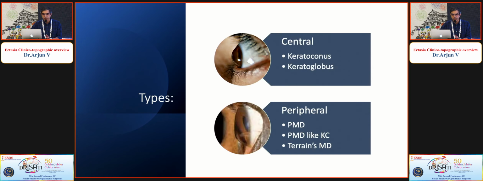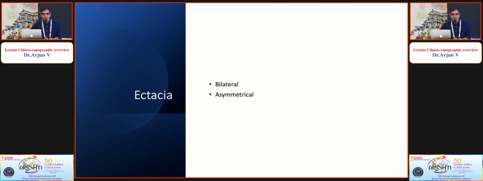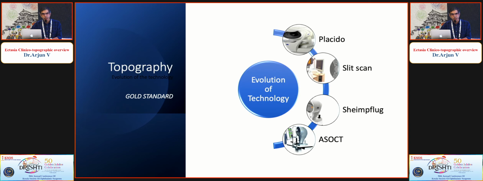And you can define them as central or peripheral ones, the peripheral ones being the PMD, the terrien's and the PMD-like KC. So ectasia mostly is bilateral but is mostly asymmetrical. And topography has been the gold standard in evaluating any ectasia and also understanding the progression. Topography has evolved from the Placido's disc all the way to the present generation ASOCT devices.